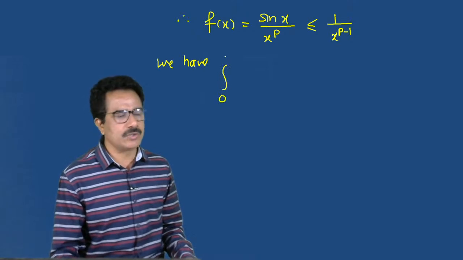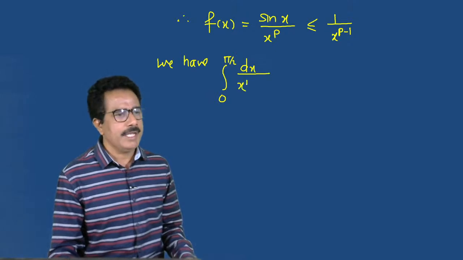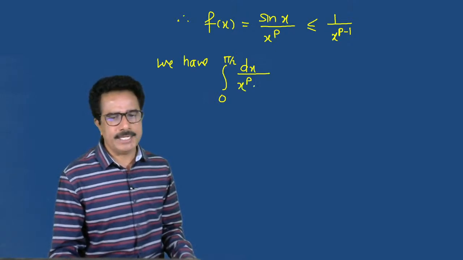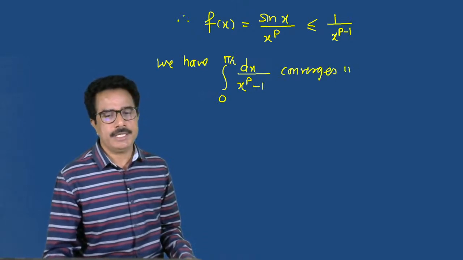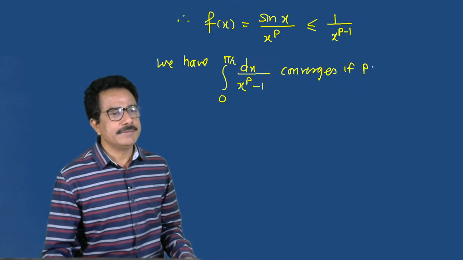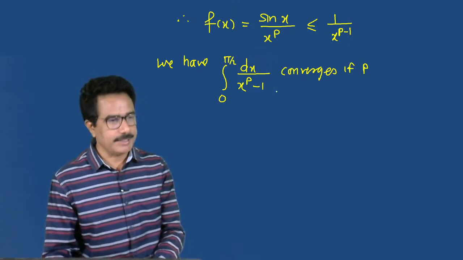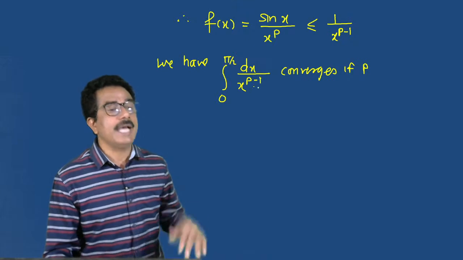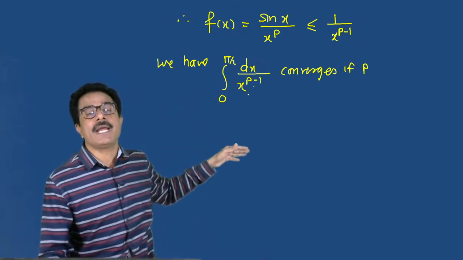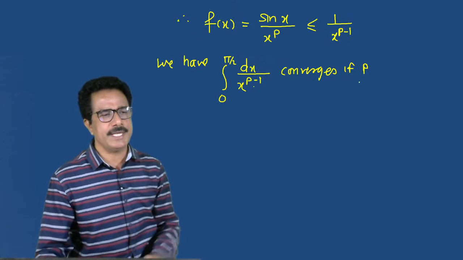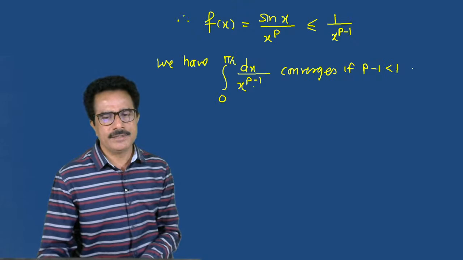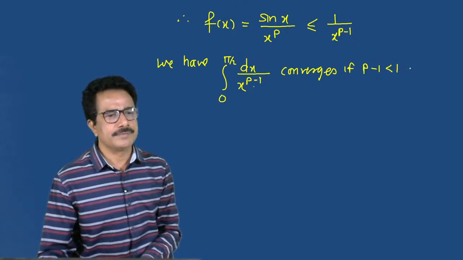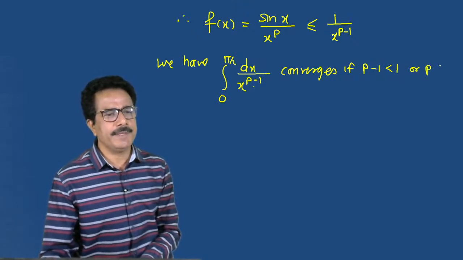Now we have integral from 0 to pi by 2 dx divided by x raised to p minus 1 converges if p minus 1, न्यूमरेटर मध्ये p minus 1. हा थेरम आपण काल घेतलेला आहे, 1 अपॉन एक्स ब्रॅकेट रेज टू n चा. तोच प्रोसेस आहे. Converges if p minus 1 is less than 1 or p is less than 2.